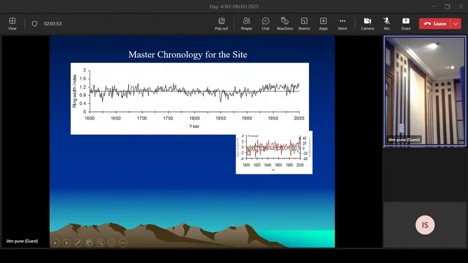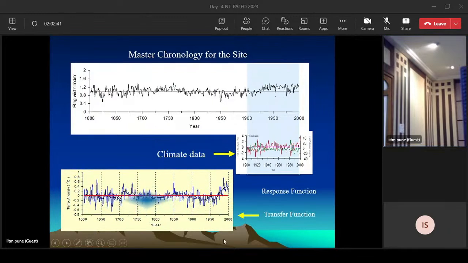We have the master chronology, and we have observed climate data for about 100 years or so. Then we look at the relationship between tree growth and different climatic parameters over the observed period. For this purpose, we use response function analysis, and this tells exactly what type of climate is responsive for tree growth. If it is significantly responding, then the same parameter we can reconstruct using the earlier part of the tree. This is response function analysis. Then transfer function analysis is for the reconstruction of the climate.